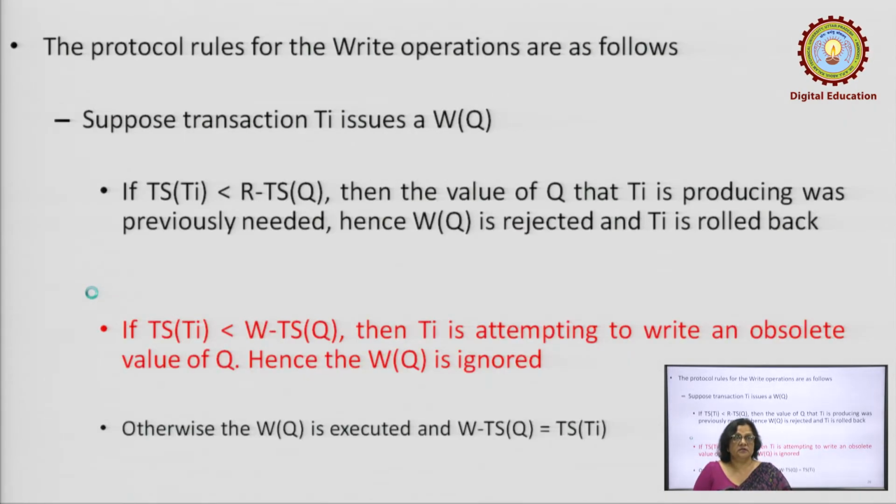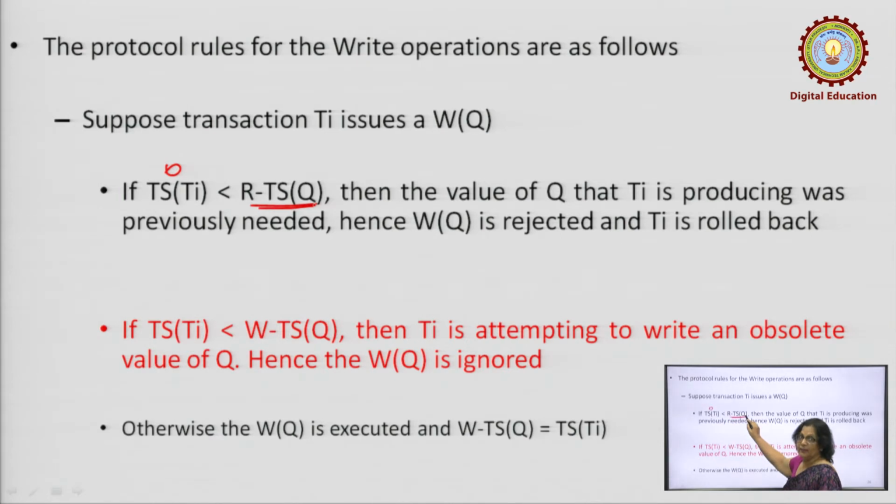Now, the Thomas's write rule for the write operations is as follows. If TS of Ti is less than read timestamp of Q, that is, an older transaction is trying to write a value that has already been read by a younger transaction, then the value of Q that Ti is producing was previously needed, WQ is rejected and the transaction is rolled back.